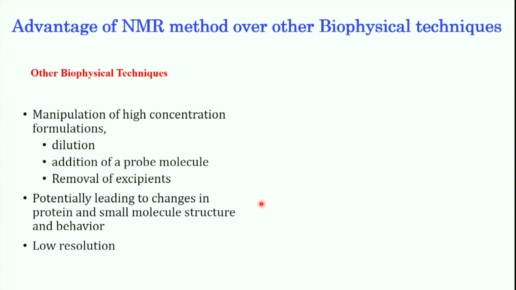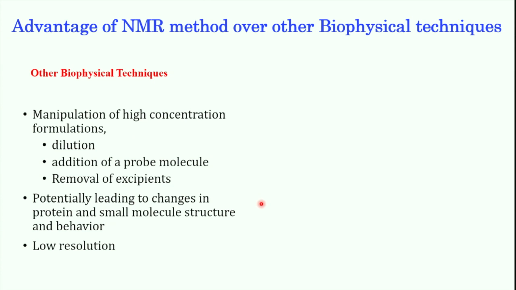And dilution or removal can potentially lead to changes in protein structure or in a small peptide based drug. So, with other techniques, if you manipulate the sample, they can change the structure, that is known, right. A structure depends upon the environment. In many of these techniques, you either dilute it or remove the excipients. For doing these experiments in NMR, you do not have to do anything.